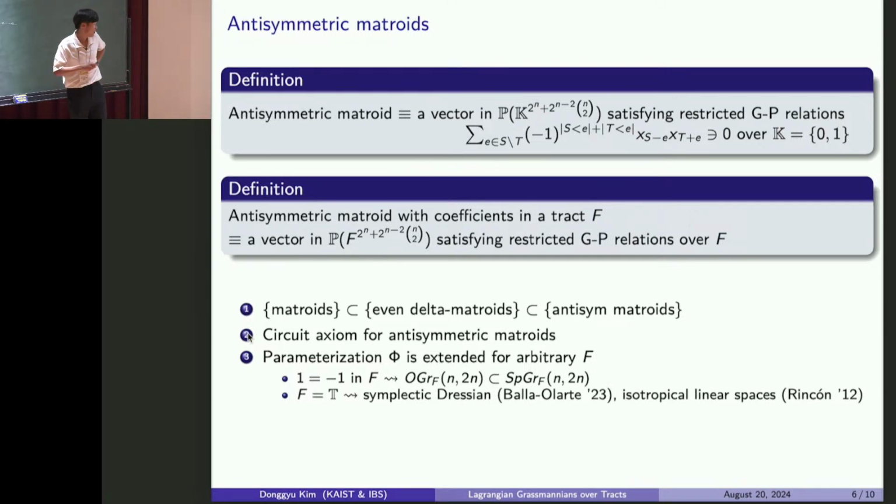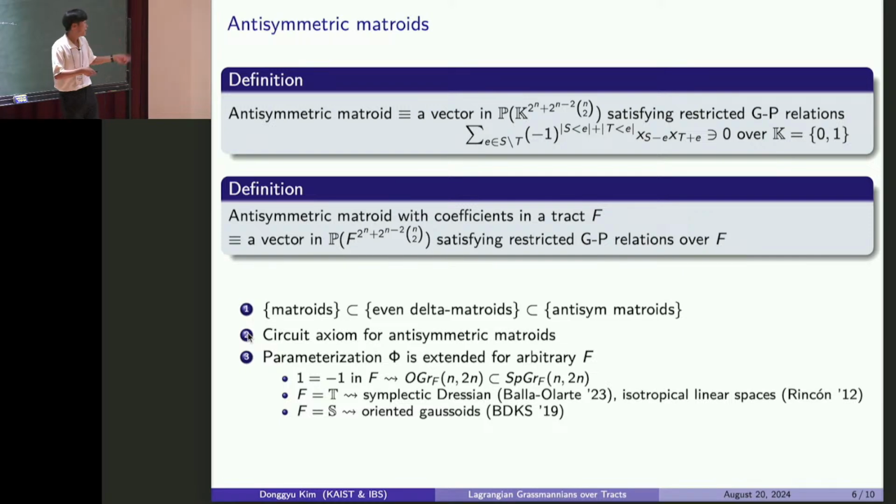And it is also related to several other concepts. Borovik and Ortega defined the symplectic Dressian using another quadratic relation parameterizing the symplectic Grassmannian. However, by just discarding a certain amount of the information, we can get our antisymmetric matroid over the tropical hyperfield. And this is also related with the isotropical linear spaces defined by Felipe Rincón.